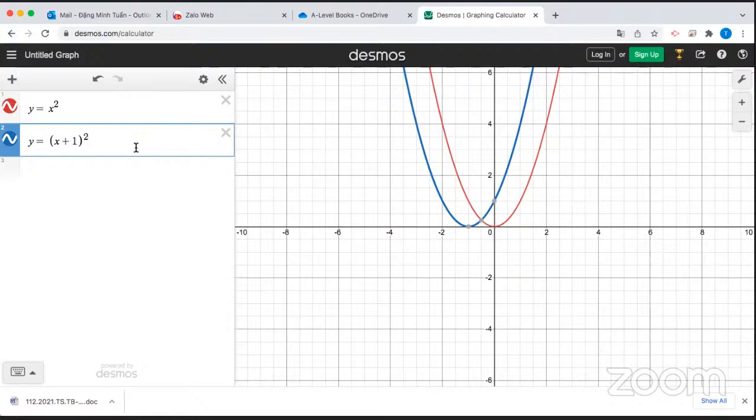They move left. They have the same gradient, but they move to the left. So this is just an expansion. x plus c is just an expansion of this. You got it?